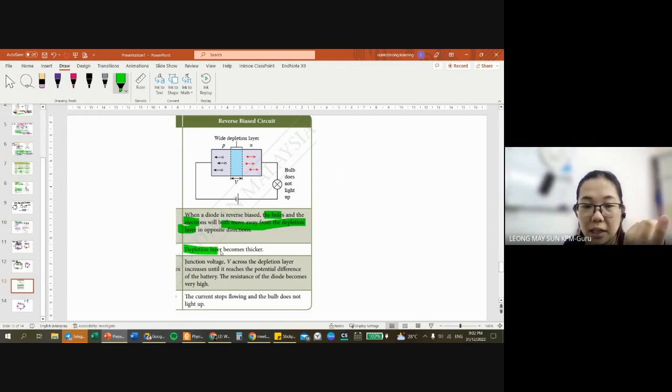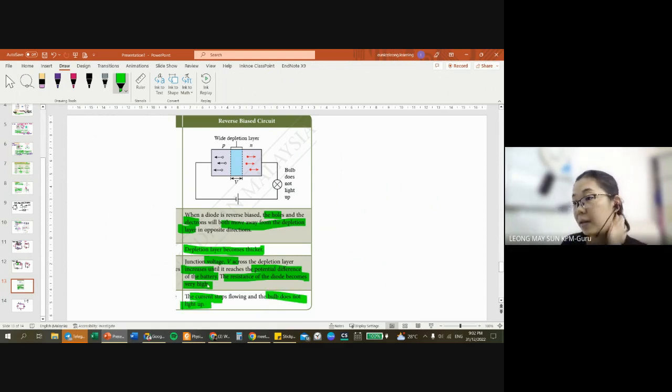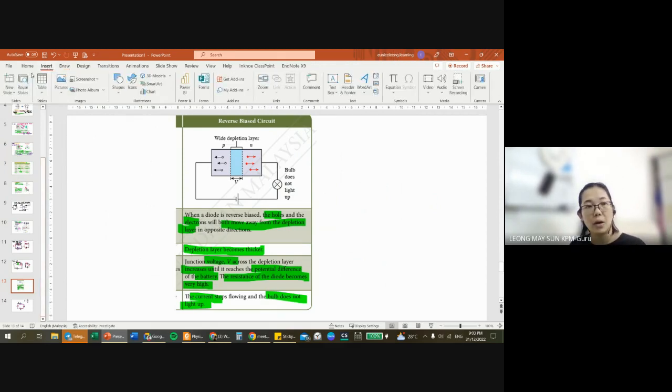So the depletion layer will become thicker and thicker, causing the voltage to increase. The junction value in the middle here increases until it has the same potential difference as the battery. When it has the same potential difference as the battery, it has very high resistance as well. When the resistance is high, current is low. So the current will stop flowing and the bulb does not light up. So this is reverse bias. Okay? So up to here, reverse bias, are you guys okay?